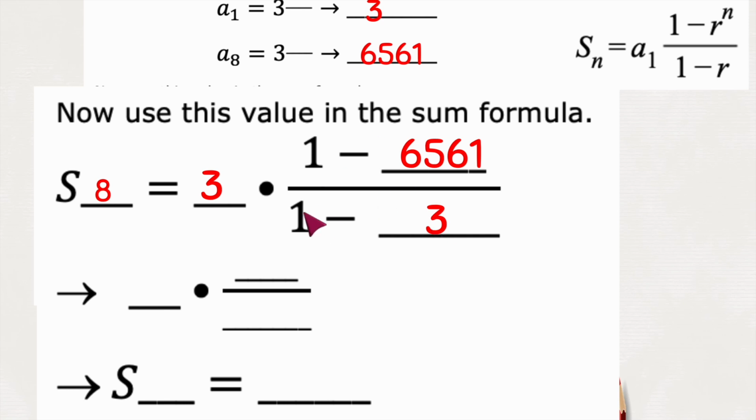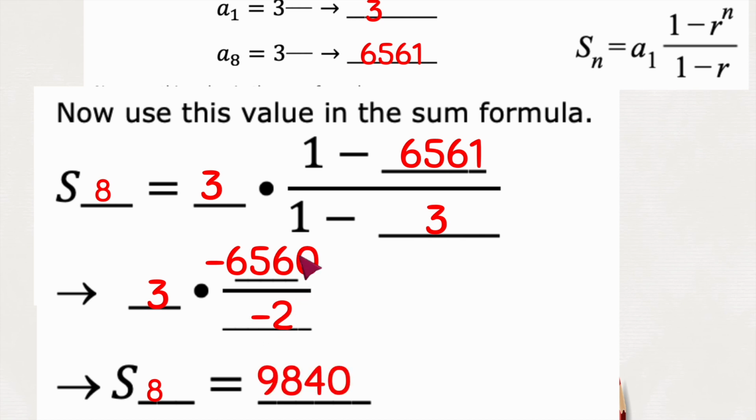So now I'm going to simplify. I'm going to subtract 1 on top, and I'm going to subtract 1 on the bottom, and I end up with 2 negatives. So negative 6,560 over negative 2. So now I can simplify this, right? Because both of these can be reduced, negative and negative, that becomes a positive. And also, I can divide by 2 and then multiply by 3, or I can multiply by 3 and then divide by 2. Either way, I'm going to end up with 9,840. So this is using the sum formula with a series, a sequence, and with sigma notation.